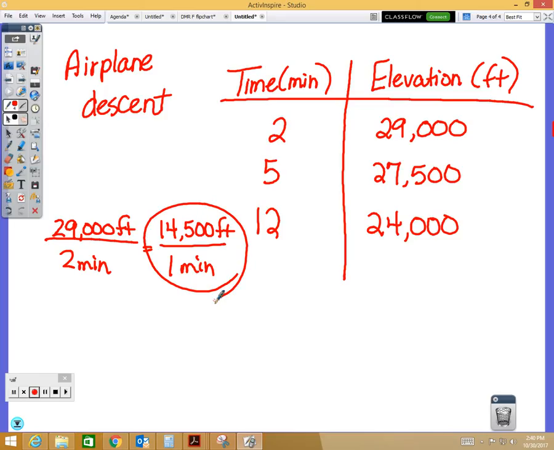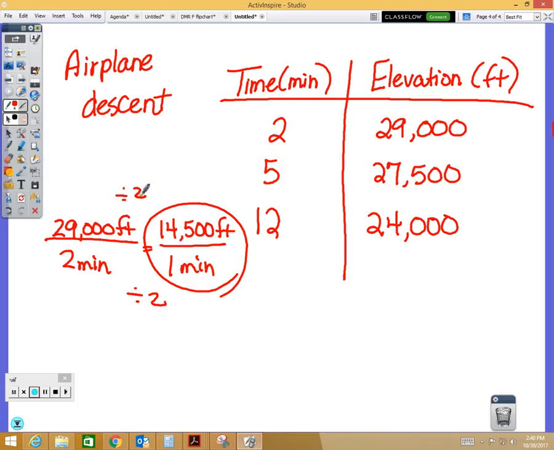Does that make sense? Okay, we're just dividing by 2. That's how you find a unit rate. So finding unit rates is an important skill, not just in algebra, but also the regular 7th graders are learning about unit rates as well.